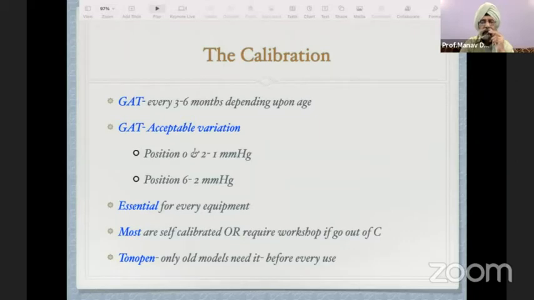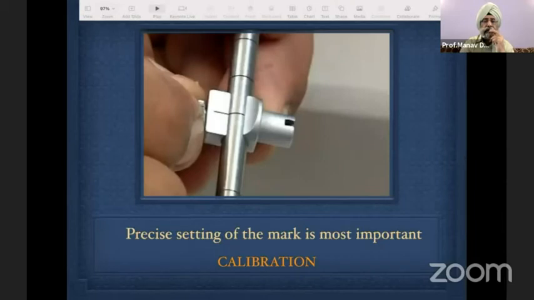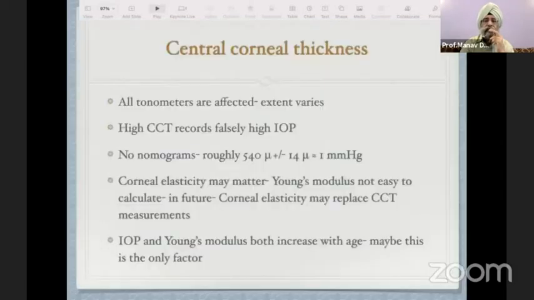Most are self-calibrated, but if they go out of order and calibration goes wrong, then they are generally sent to the factory or workshop for this. And among the factors, the most important factor is the precise setting of the mark, as shown in this picture.